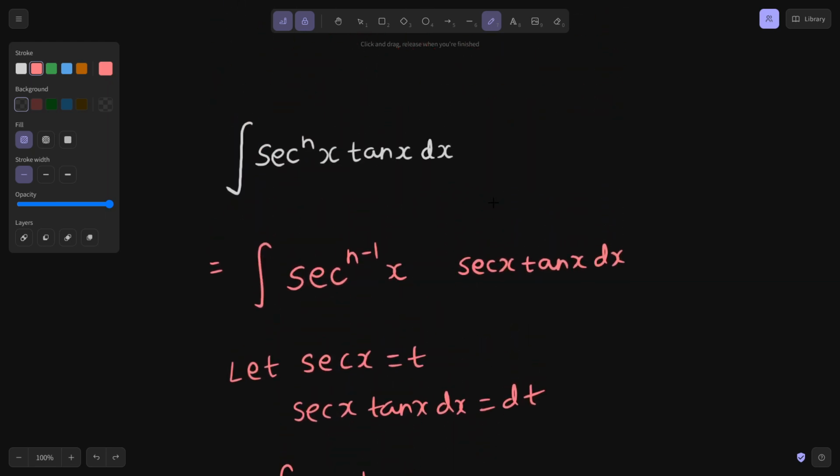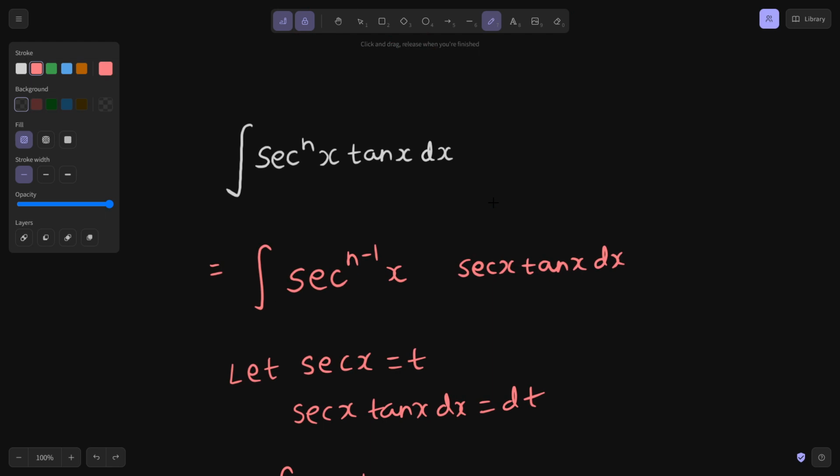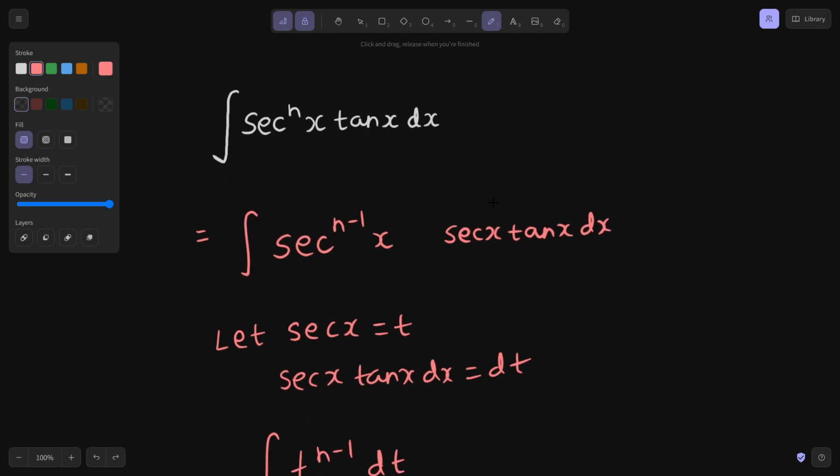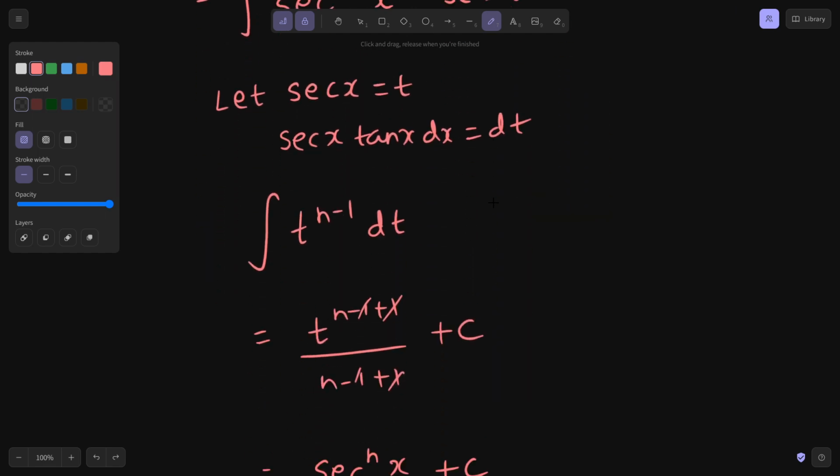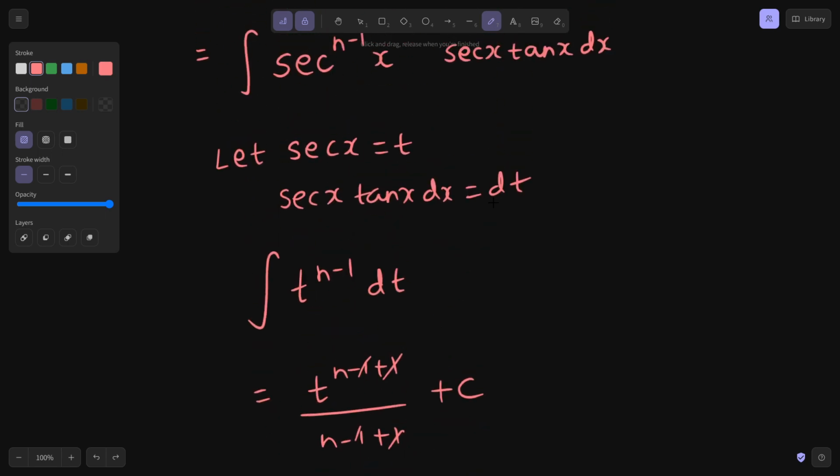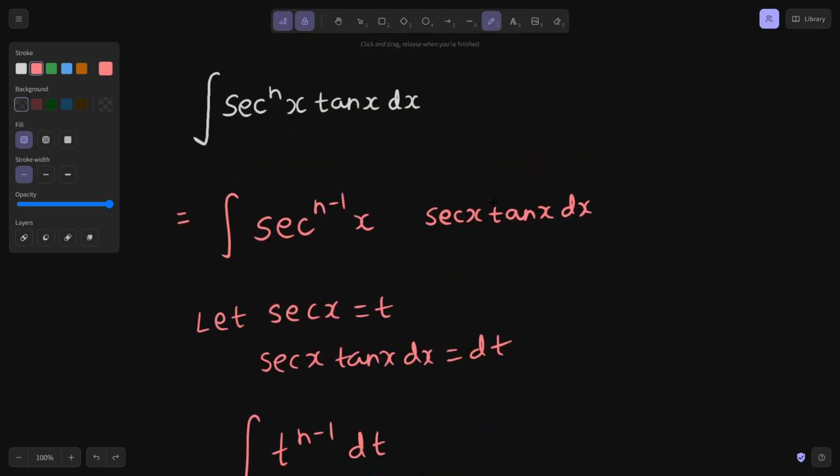A bit tricky problem because whether power is odd or even, that is not visible, but yes, we can somewhat manipulate this and generate secant x tan x, and once it is generated, this is some power of secant x which we can take as secant x as t. So t raised to some power there, which is easy to integrate. So we'll see some more problems like this in the playlist Integration 2023.